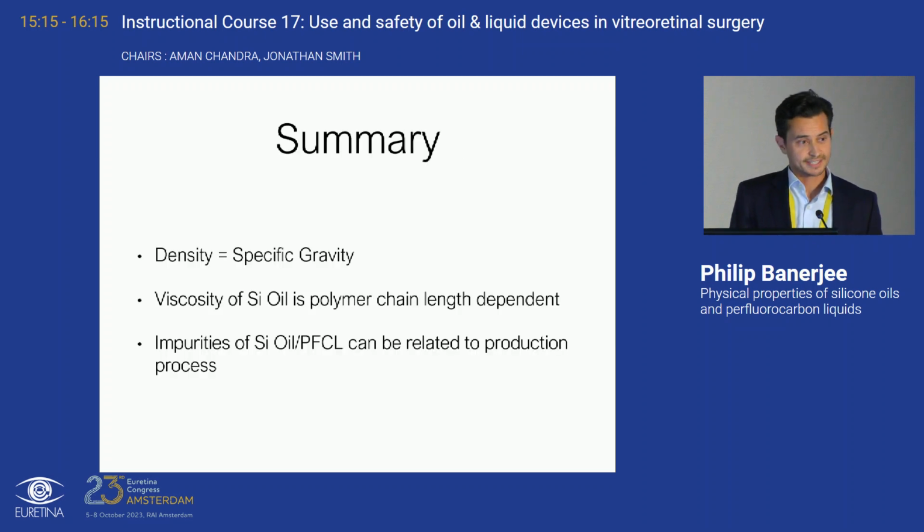So to summarize, the density or specific gravity of two immiscible agents determines their relative position. The viscosity of oil is dependent on the length of the polymer chain and may in part, but not wholly, be related to emulsification rates, because there are impurities related to the production process that may affect the chemical and physical properties of silicone oil and PFCL.